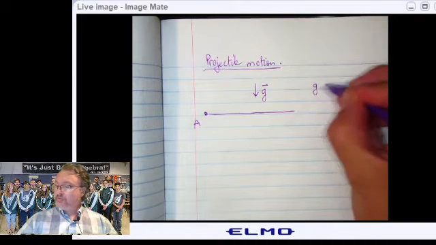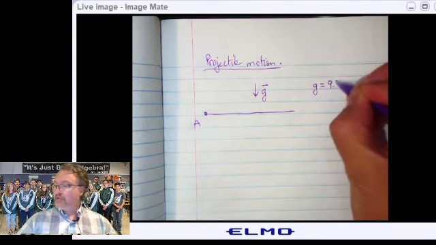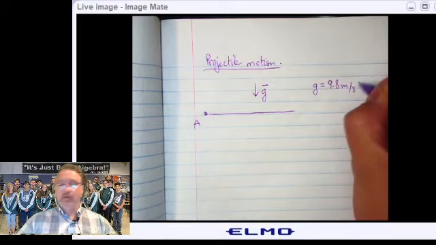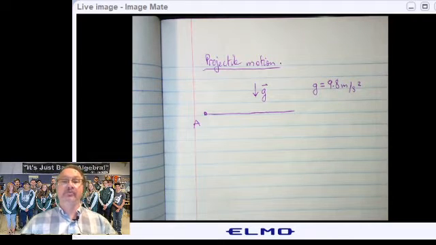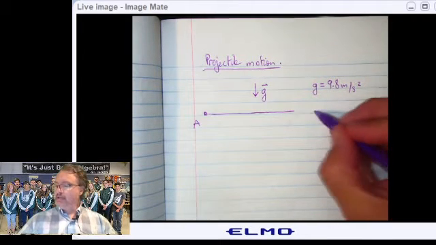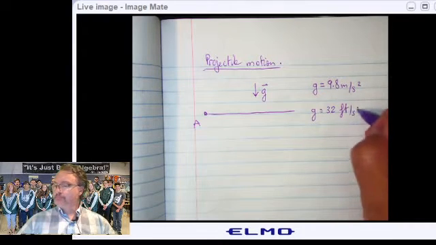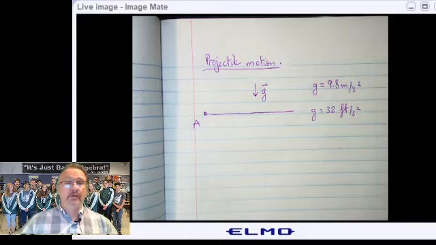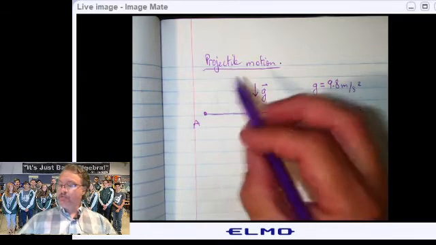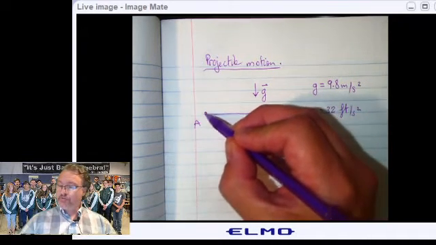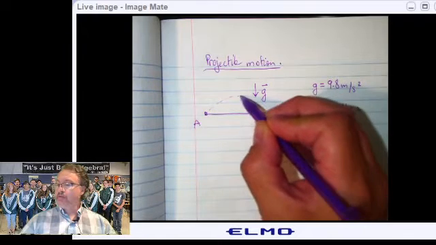The magnitude of the gravity vector will be 9.8 meters per second squared if you use meters, and it will be equal to 32 feet per second squared if you're going to measure things in feet, inches, miles, etc. Okay? So once the object is thrown, essentially it's going to describe a parabola.